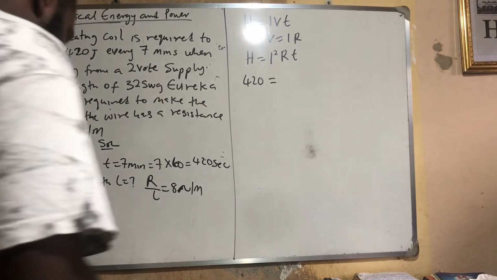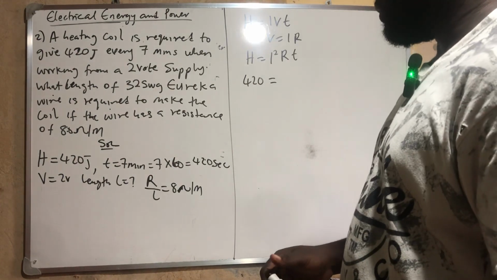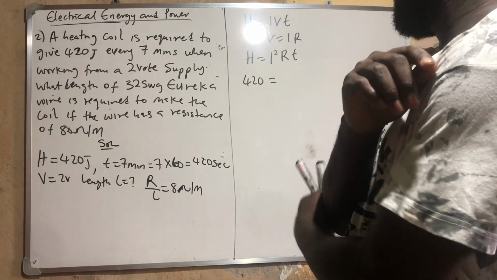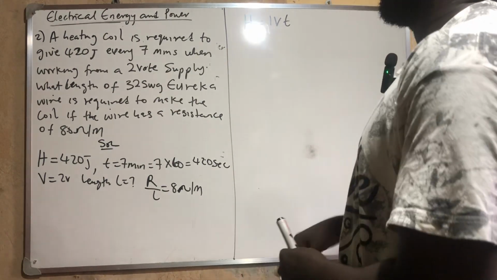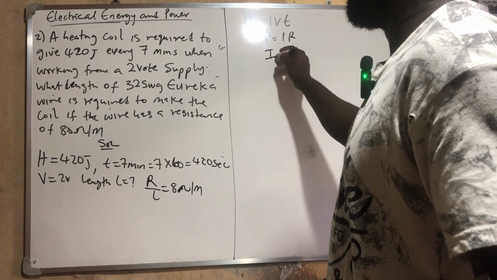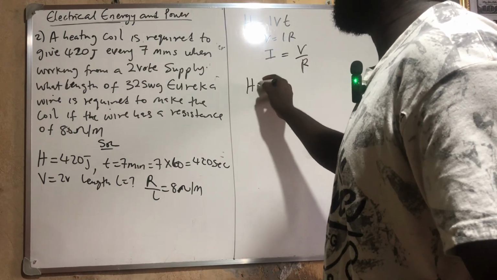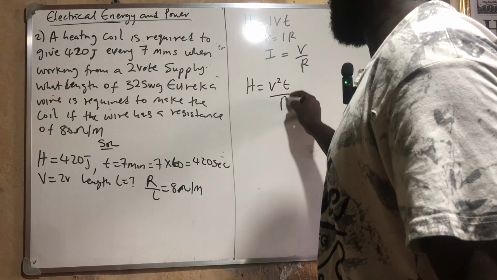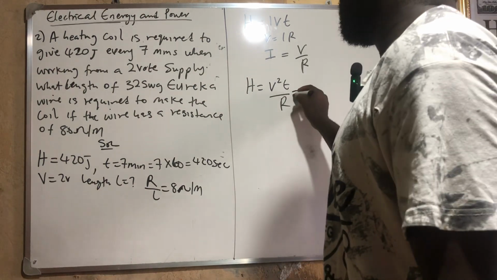No current. So if there is no current, what else did they give us? They gave us volts and time. So how do we remove current here? I know that V is equal to IR. So if I remove current, because I was not given current, I'll have that I is V over R. So if I now put it here, my energy is equal to, instead of this, V squared T over R, because this V will times this V to have V squared, then your T over R.